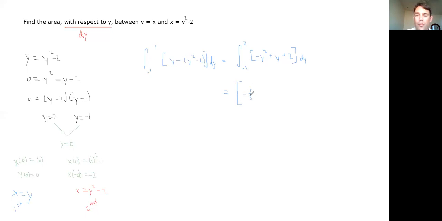Negative 1/3 y cubed plus 1/2 y squared plus 2y from negative 1 to 2. So we're going to plug in all our values here. Here we go. We get negative 8/3 plus 2 plus 4. So when 2 went in, now we're going to subtract all of our y values. So positive 1/3. We have a positive 1/2. We have a minus 2. And all together, that's going to give us 9/2.